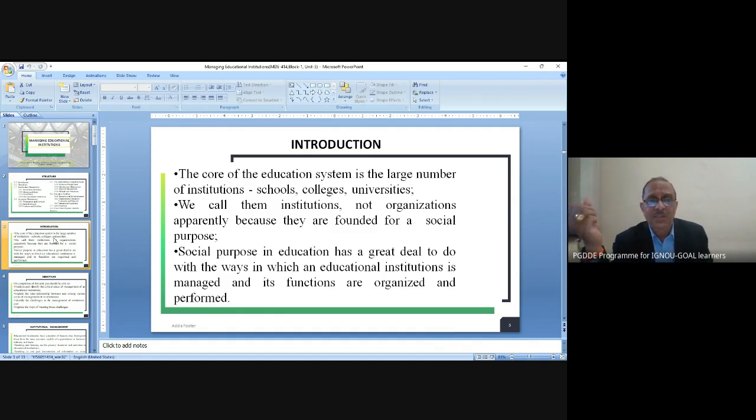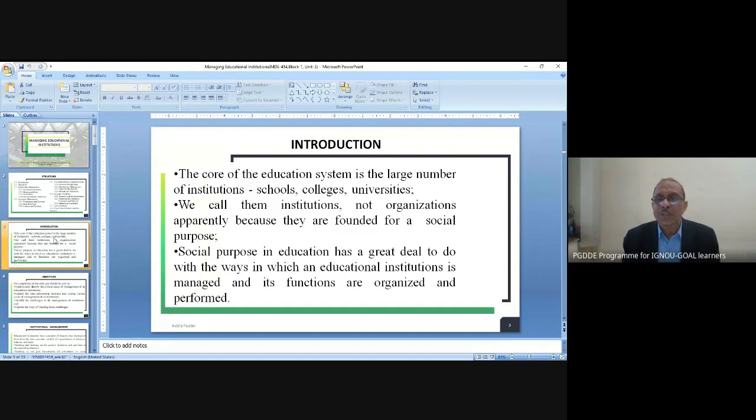So this is how the large network, and we call them institutions. As I said in the beginning, we don't call them educational organizations. We call them educational institutions because organization has a connotation related to more of a business type. The moment you call it an educational institution, it is more related to a social purpose. Why are you running an institution? If you ask me, I say I want to contribute to society. That's my social purpose. That's why we call them institutions.